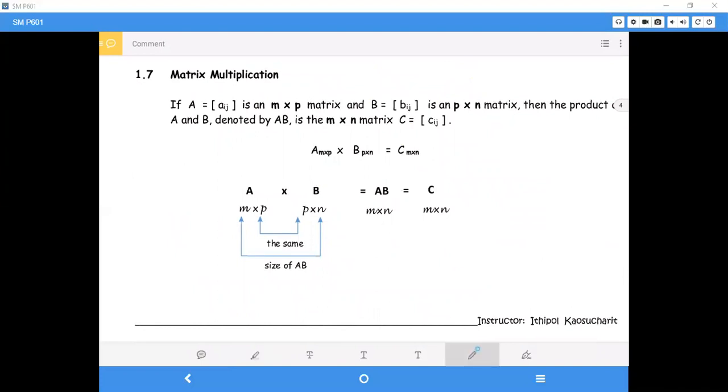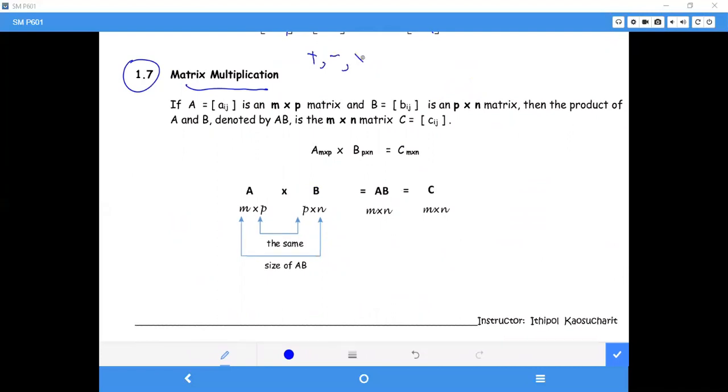Okay. So next one, matrix multiplication. Next topic, 1.7. Oh, my pointer is not okay. Aha, it's okay now. 1.7. We want to multiply the matrix. This is like the third operation, right? The first one, we talked about addition already. We talked about subtraction already. So this is the third one, multiplication. Okay, let's do it.